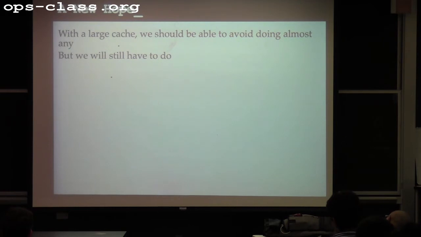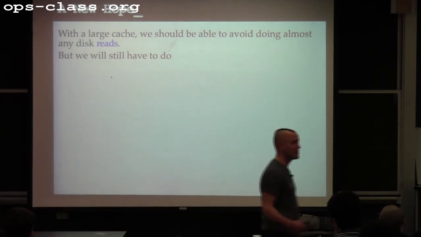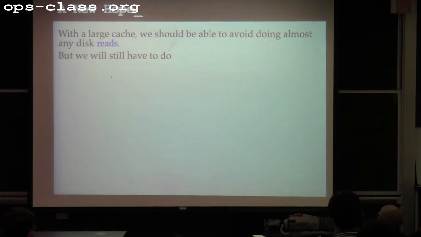I can serve stuff from the cache, and that works great. Yeah, we did this. So as the cache gets bigger, I should be able to avoid doing any reads, right? So what's left? I've solved half the problem. What else do I still need to do?